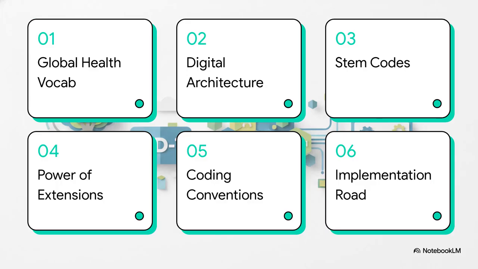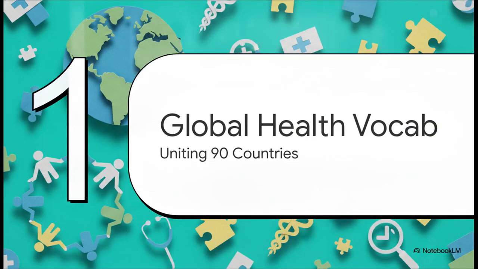Here's our roadmap for today. First, a global health vocabulary. Second, the digital architecture leap. Third, deconstructing STEM codes. Fourth, the power of extensions. Fifth, new coding conventions. And finally, the road to implementation. All right, starting with Section 1, a global health vocabulary and how it's uniting 90 countries.